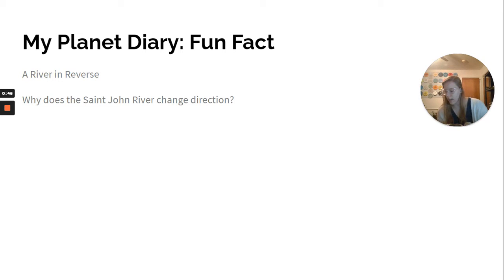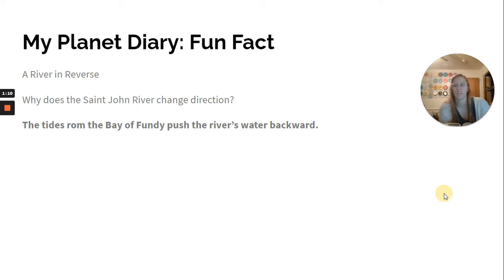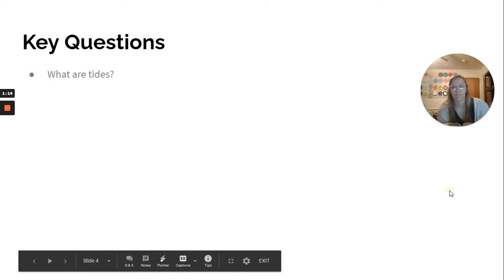At high tide, the Bay of Fundy's tide pushes into the river, forcing the river to run in the opposite direction. The Bay of Fundy's tides are among the highest in the world. So there are those two pictures on the bottom. You can see that this one over here that I'm pointing to is high tide, and the one on the other side is low tide. Okay, so our one question, why does the St. John River change direction? The tides from the Bay of Fundy push the river's water backward.